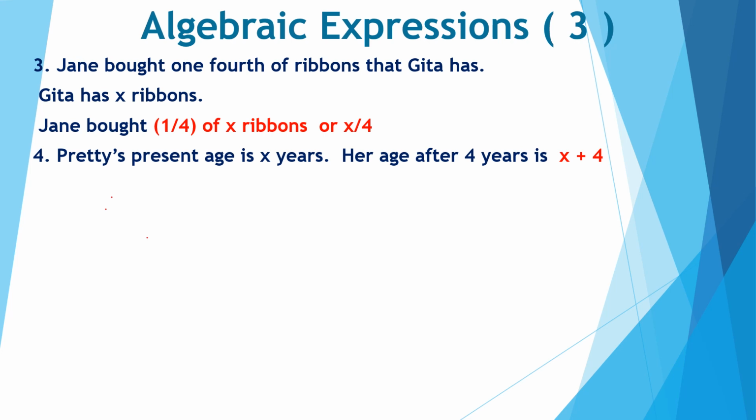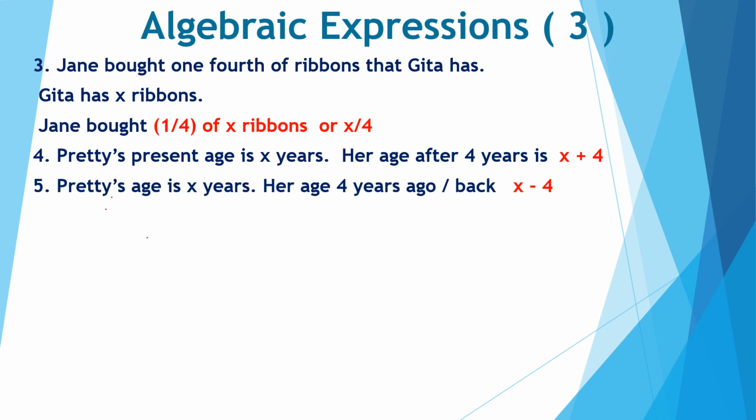Pretty's present age is x years. What will be her age after 4 years? x plus 4. What was Pretty's age 4 years ago? x minus 4.